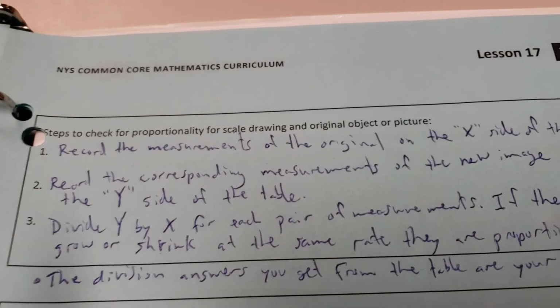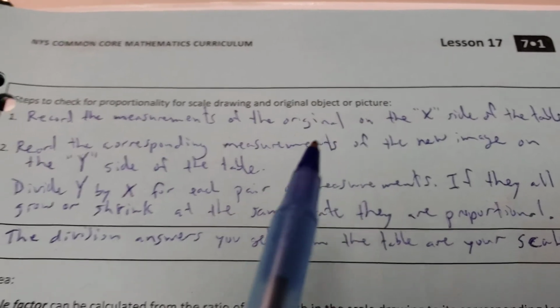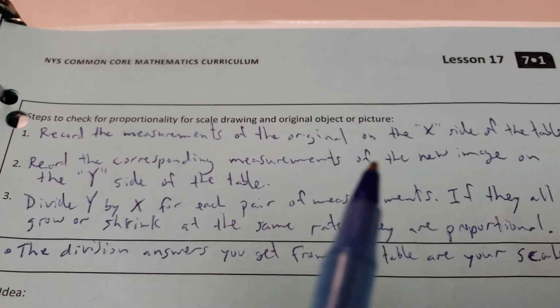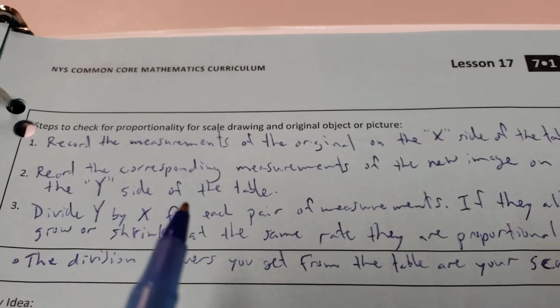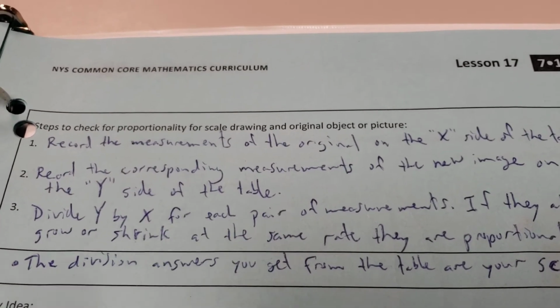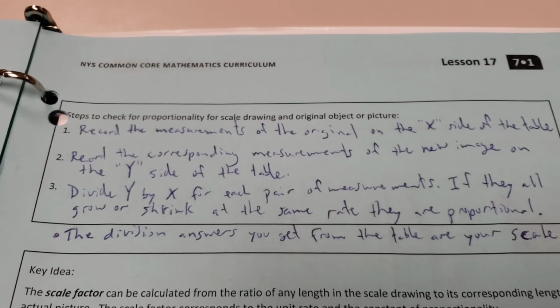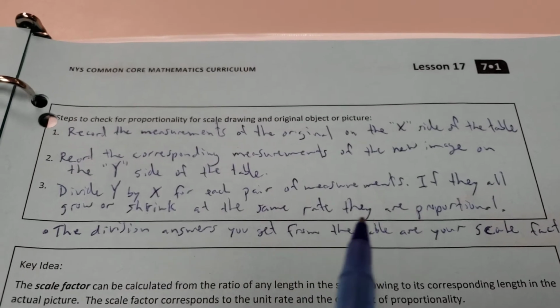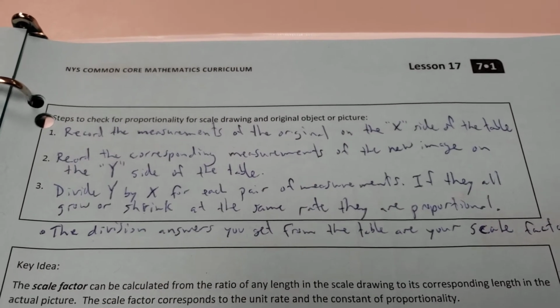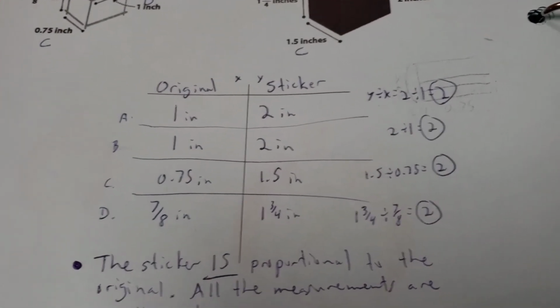Okay? So how can we check for that proportionality? Record the measurements of the original on the X side of the table and record the corresponding measurements of the new image on the Y side of the table. It's kind of like what we just did. And then divide Y by X for each pair of measurements, and if they all grow or shrink at the same rate, they'll be proportional. So the division answers that you get from that table are the scale factor. So our scale factor, remember from our problem over here, was going to be 2. It was twice as big.